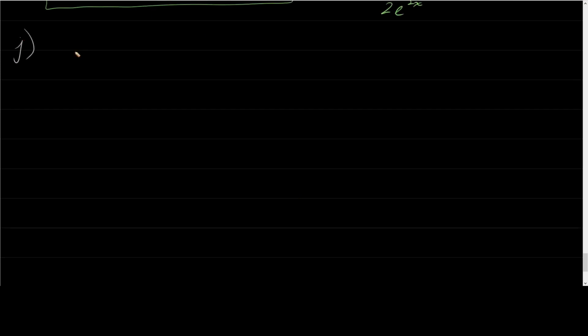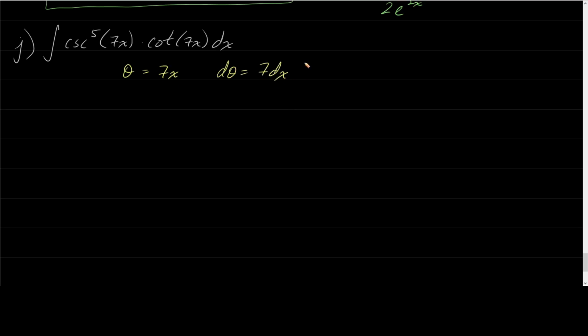If I have the integral of cosecant to the 5th of 7x times cotangent of 7x dx, right? The first thing I'm going to do here is, well, I see a 7x inside of trig functions. We don't like that. Let's just have one variable in there without any constants in front of it. So what I'm going to do here is I'm going to let theta be equal to 7x. Therefore, d theta would be 7 dx. At that point, I could say that dx would be d theta over 7.